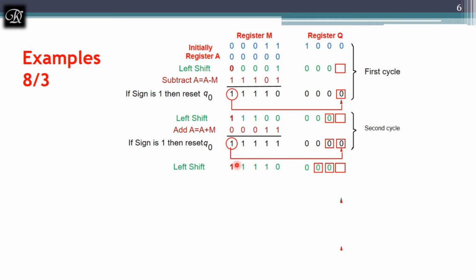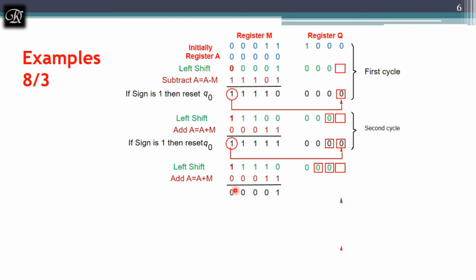Now again the sign bit of A after the left shift is 1. Then what you have to do is perform the addition operation. So now I am going to add 3 to the previous negative number. I am going to get 1 over here. It means which number is it? When I am getting 1 over here, it is negative 2. After adding negative 2 plus 3, I got 1. So now this answer is positive.